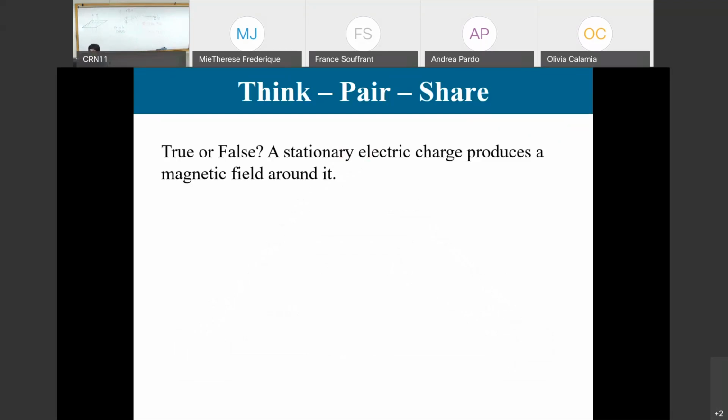A stationary electric charge produces a magnetic field. True or false? What do you think? If it's stationary, it doesn't produce any field, so it's false. It's a current, a moving charge, the one that produces a magnetic field.